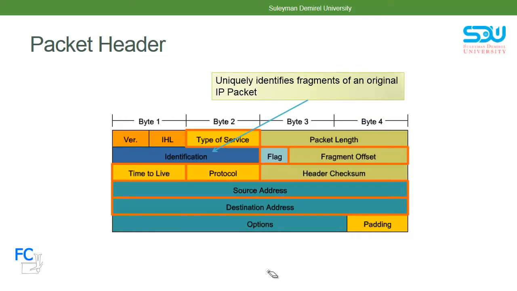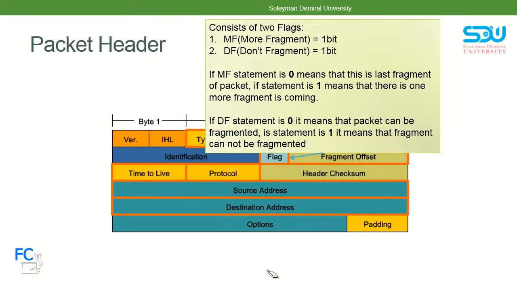We have the identification, which uniquely identifies the fragment of the original packet. As you remember, sometimes our packet has to be fragmented, and we have two flags which are called MF and DF, which are doing a great job. One of them is MF, another one is DF. Each of them consists of one bit, and as you know, one bit can have 0 and 1.